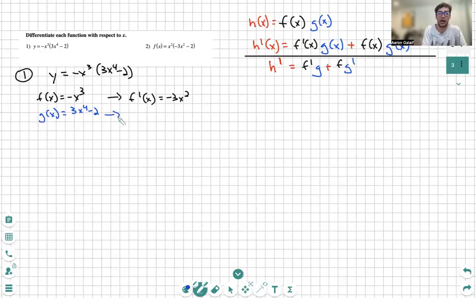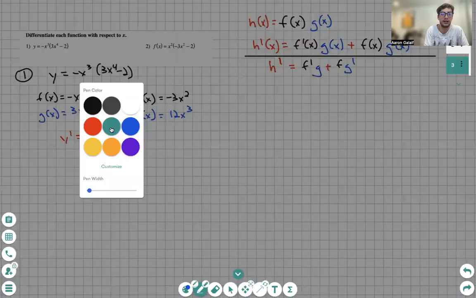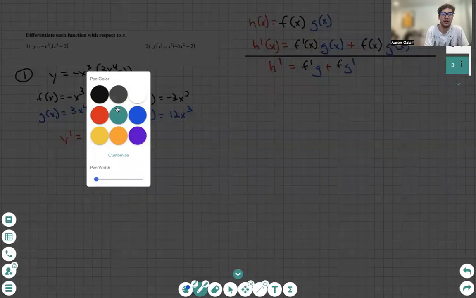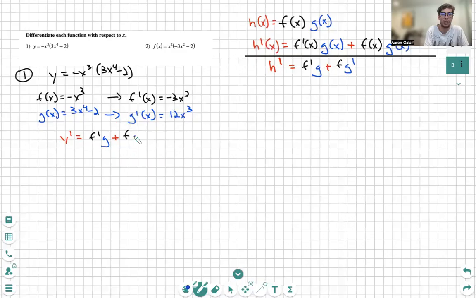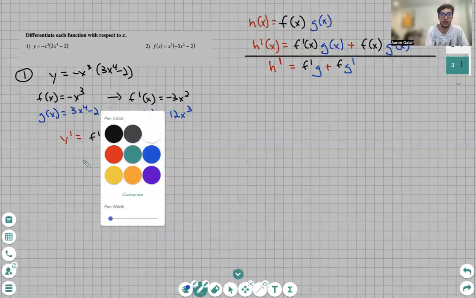Then we're going to derive g prime of x, and we'll do the same thing. 4 times 3 is 12x, 4 minus 1 is 3. The derivative of negative 2 is just 0. So we see both of our derivatives. Then we're going to rewrite the equation. We know that y prime is going to be f prime times g plus normal f times g prime. And now we're just going to plug and chug.